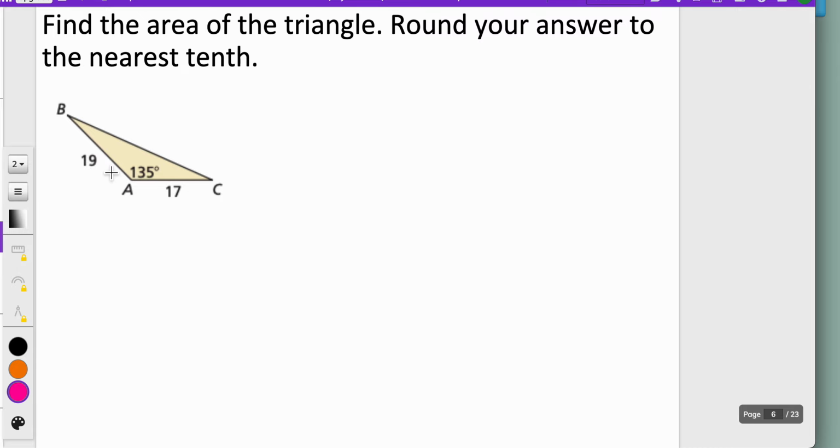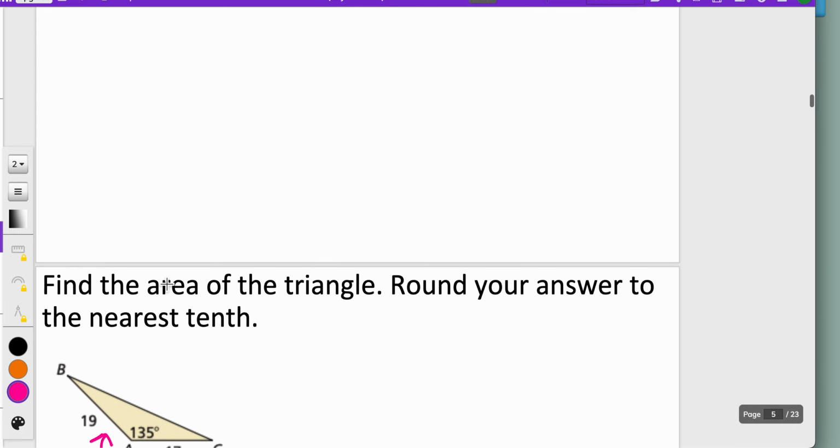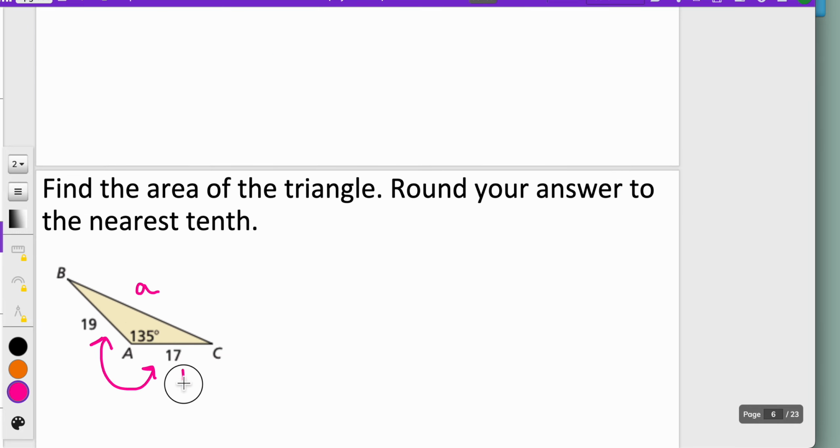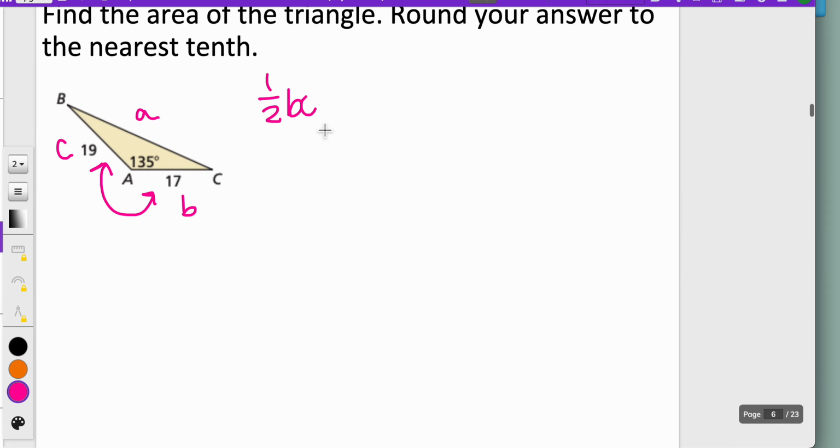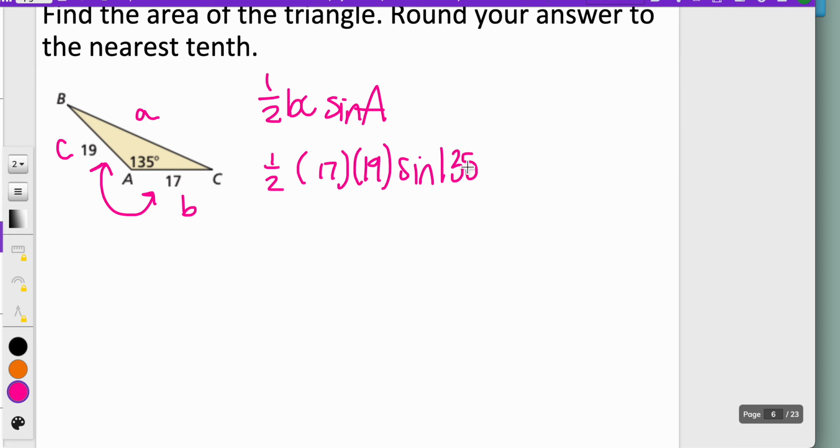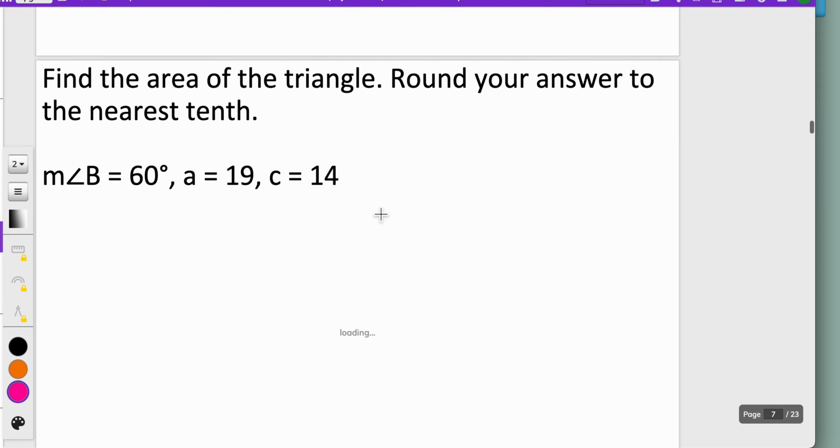So we're going to try that here. Here I am given these two sides. Notice that A is across from lowercase a, so this could technically be a, this will be lowercase b, and this will be lowercase c. I would take half of bc and then the sine of A. So I'm just going to plug in those numbers. b is 17, c is 19, and the sine of A is 135 degrees. Once I type all that in and round to the nearest tenth, I'm going to get about 114.2.